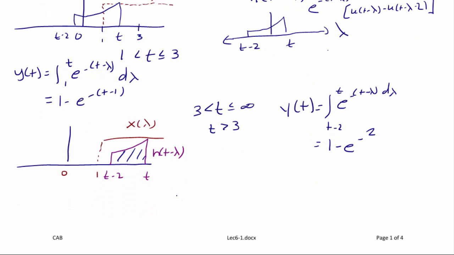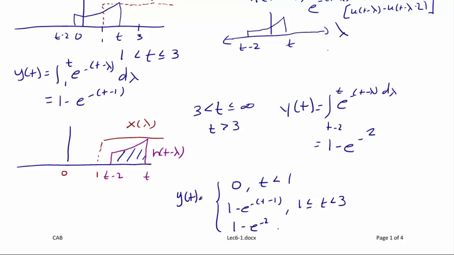And finally, you would write the final answer as a piecewise function. So y of t is equal to 0 for t less than 1, 1 minus e to the negative t minus 1 for t between 1 and 3, and 1 minus e to the negative 2 for t greater than or equal to 3.